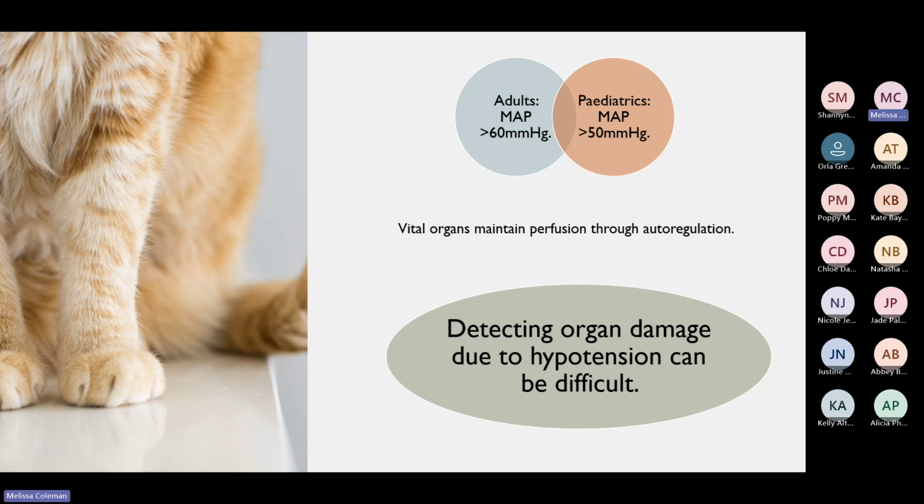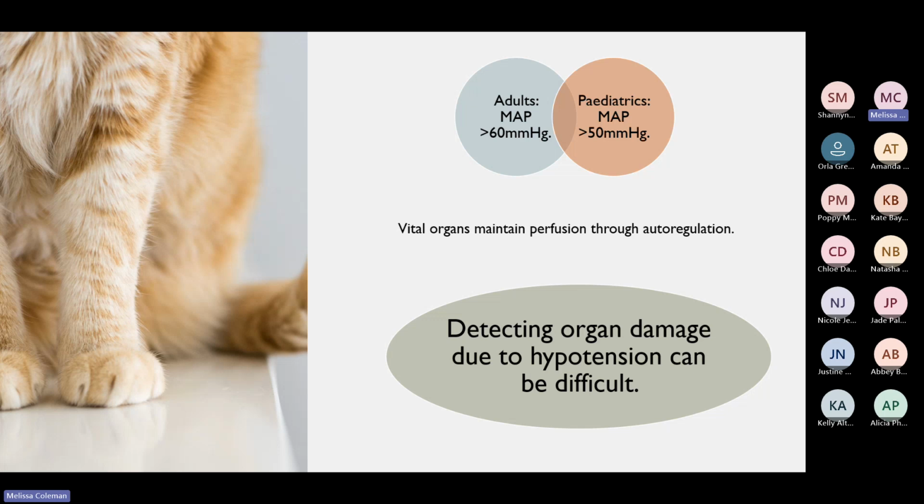When it goes below that, your brain and your kidneys and everything can become vulnerable to hypotension. You can probably tolerate short periods, around 10 to 15 minutes, of hypoperfusion, but beyond that, there is risk of permanent damage. So maintaining your MAP is essential for patient safety. Detecting organ damage due to hypotension can be difficult. So if you have a cat spay at 6 months old, that's hypotensive.